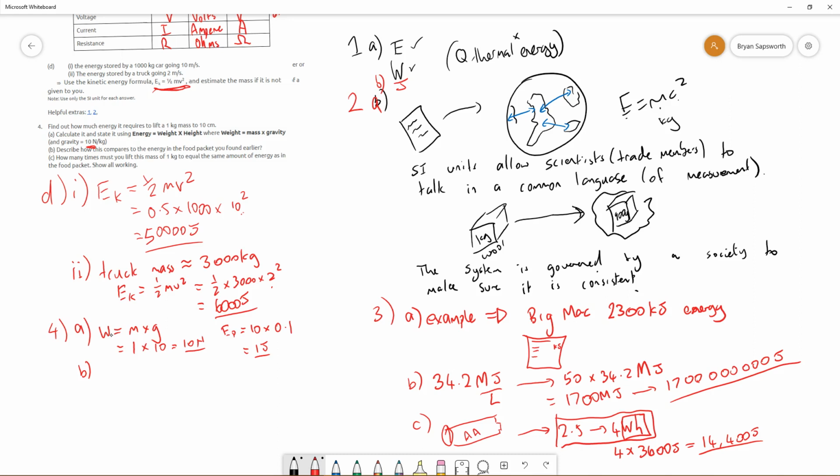So let's say we look at the Big Mac. So remember the Big Mac is equal to 2,300 kilojoules. So if you divide that by 1, you find that the Big Mac is 2.3 million times the energy.